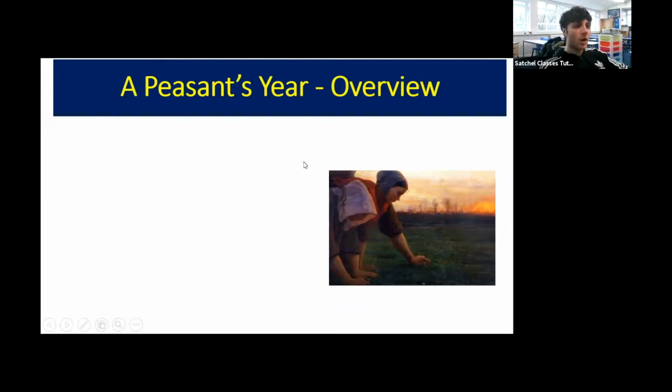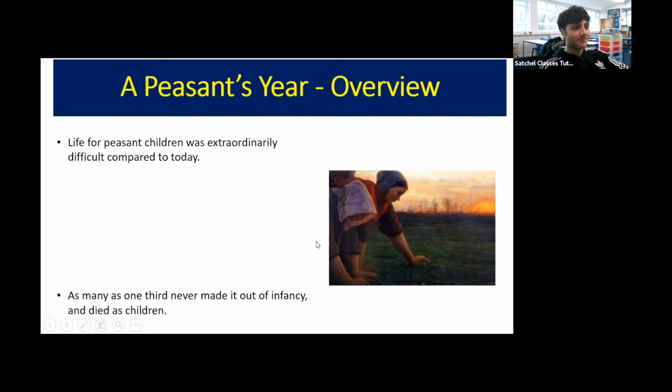So let's start with an overview. Life for peasant children was really, really difficult compared to today. Perhaps you feel like you've got it hard, you've got a lot of homework, it's hard to manage yourself in this remote learning situation of the pandemic and so on. And certainly we all have our difficulties today, but it's not as bad as it was for peasant children during this time, as we're about to see.